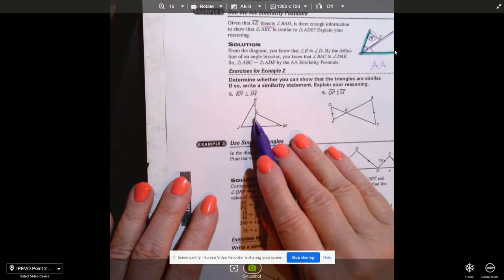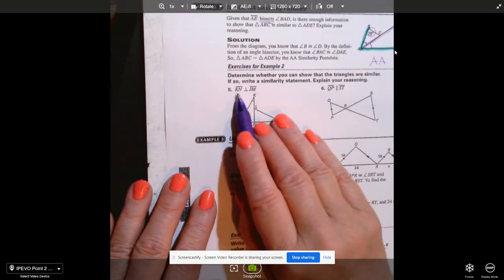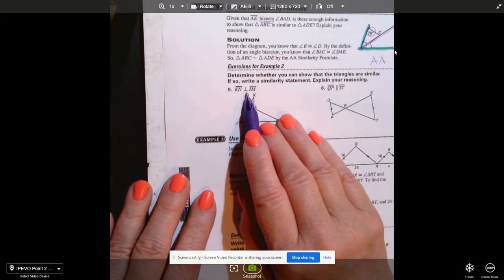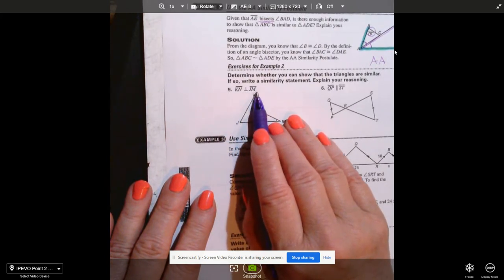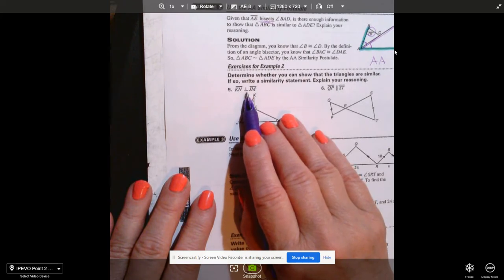So if we look at this one here, number 5, it tells me that KN, remember this means is perpendicular to JM. Well, remember that perpendicular lines form 90-degree angles.